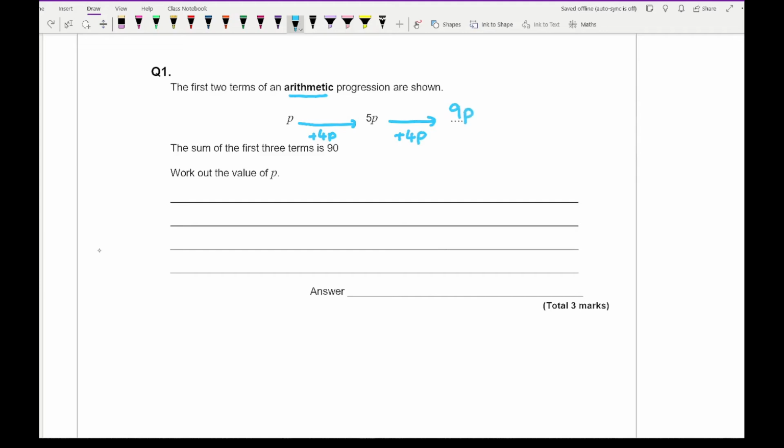Now it then says that the sum of the first three terms is equal to 90. So the first term is p, the second term is 5p, the next term is 9p, and that all equals 90. Collecting the like terms, I've ended up with 15p equals 90. So p equals 90 divided by 15, which gives me an answer of 6.